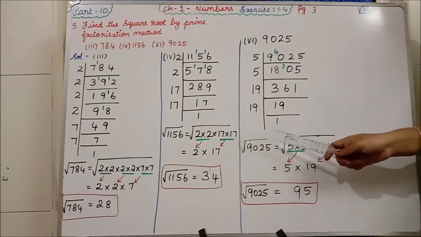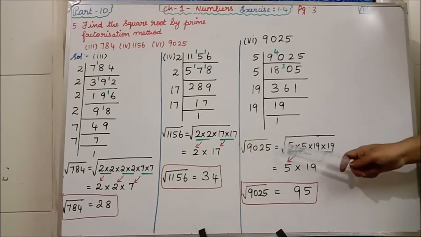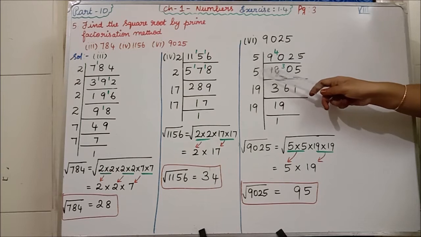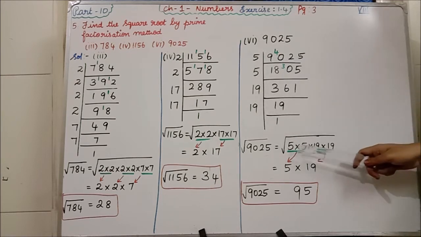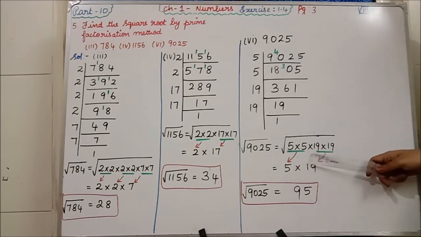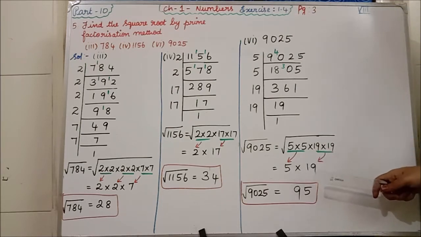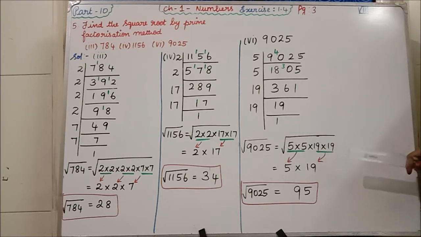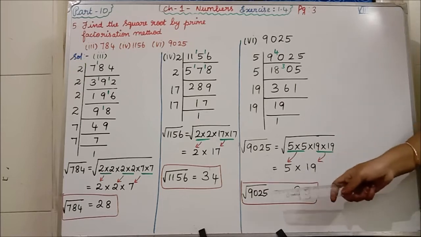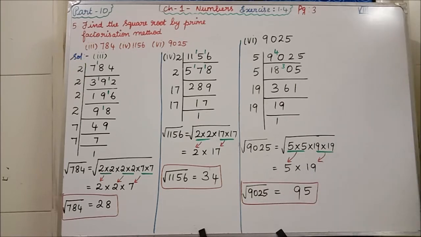Clear? So square root of 9025 is equal to square root of 5 into 5 into 19 into 19. From these 2 5s we have to write 1 5. From these 2 19s you have to write 1 19. When you are taking 1, by that time you should not put the square root. See, I have not written the square root here. So 5 into 19, 19 into 5, if you multiply, what will we get? 95. So square root of 9025, answer is 95. Clear, all of you, the fifth subdivision? Yes.